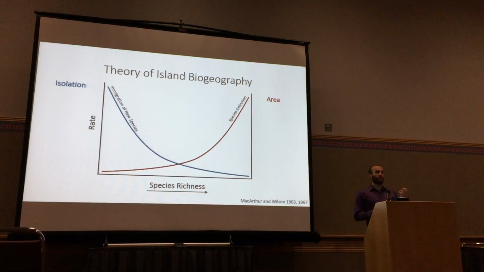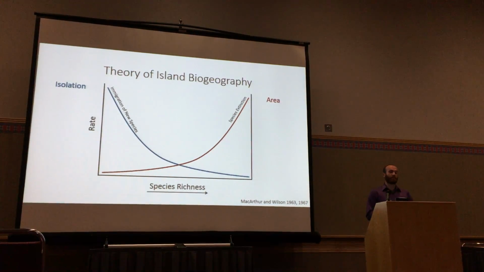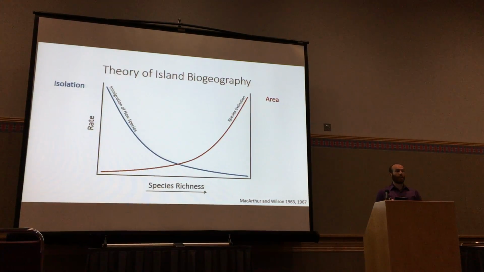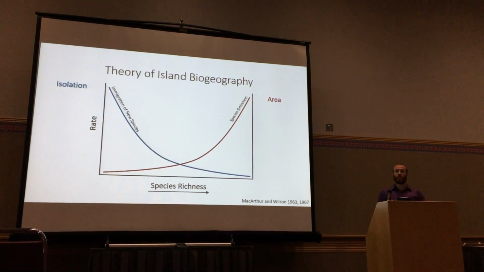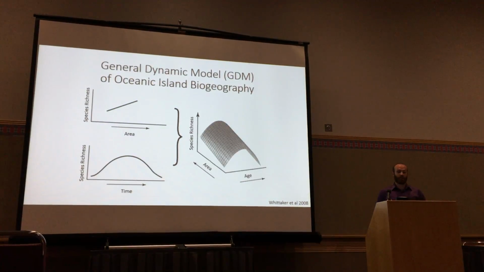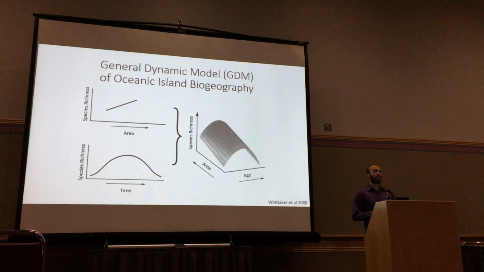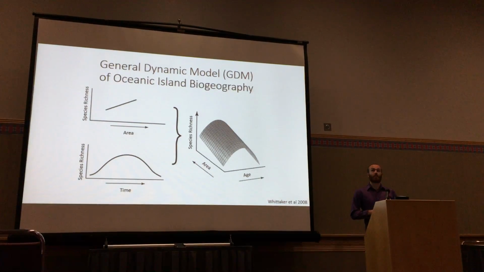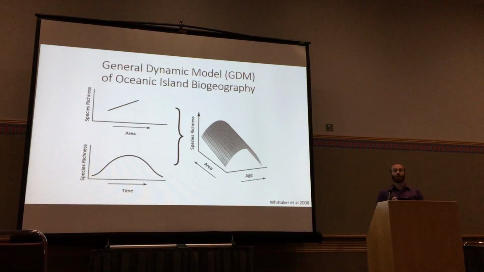So islands that are small and isolated are going to have fewer species than islands that are closer to the mainland and larger. I mention this because many models have been built off of this, and one of them is the general dynamic model of oceanic island biogeography, or from now on GDM, by Whittaker et al. And what they use is area and time.